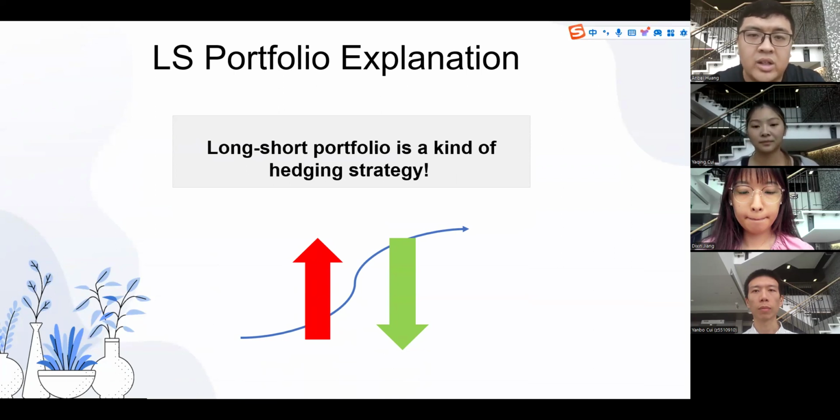Hi, now I'm going to explain how to build the LS portfolio. A long-short portfolio is a kind of hedging strategy. It tries to hold both long and short positions to get a profit in an inefficient market. In this strategy, we will normally long what we think will perform better than the market, and short those that may draw down. This benefit is also obvious. That is, it can earn money not only in a bull market.